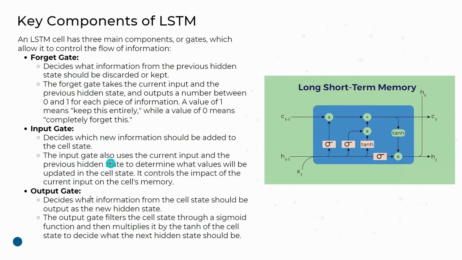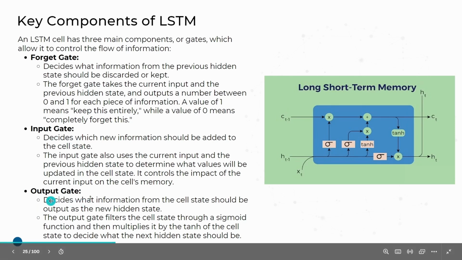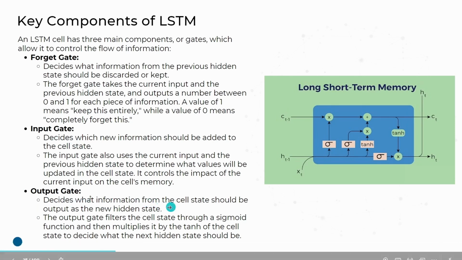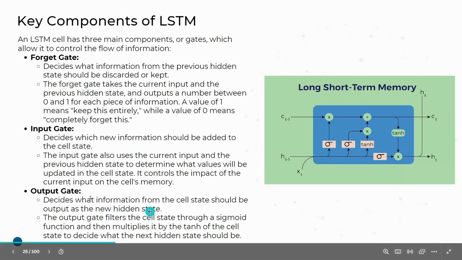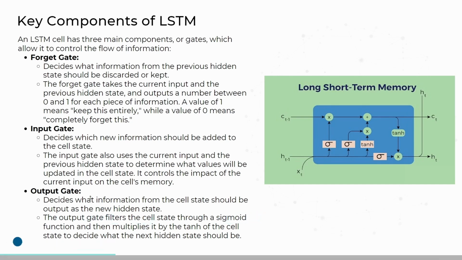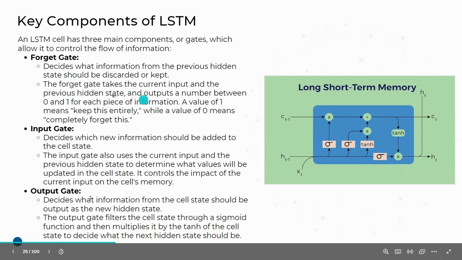The input gate decides which new information should be added to the cell. The output gate decides what information from the cell should be output as a new hidden state. The output gate filters the cell state through a sigmoid function. Sigmoid is a mathematical function that maps input values between 0 and 1. We have seen the forget gate, input gate and output gate.